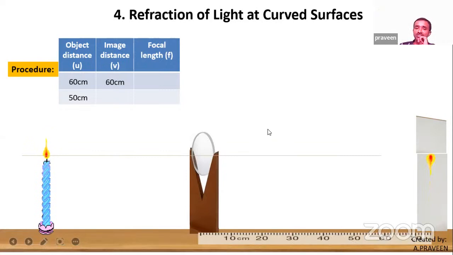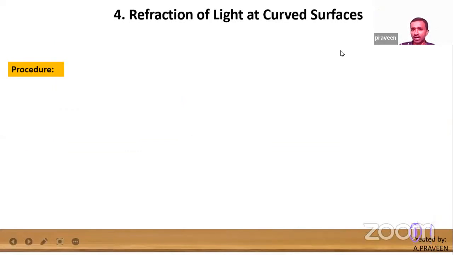So what is the image distance observed here? 70 centimeters, plus 5, so 75 centimeters is observed. It is beyond the 70 mark. Then change the object position again.